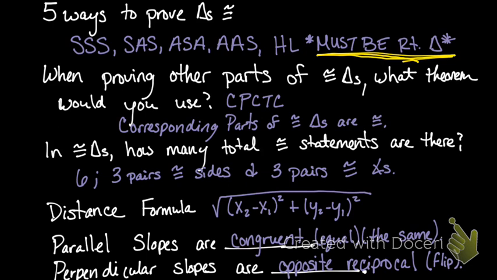Okay, now remember, there's a difference between the distance and the slopes. Distance tells us how long it is, or if it's congruent. Slopes tell us whether it's parallel or perpendicular. With parallel slopes, the slopes are congruent, or we could say they're equal or the same. And with perpendicular slopes, we know that they are opposite reciprocals. And a reminder that reciprocal means to flip the number. So if you had a number of 2, the reciprocal would be 1/2.